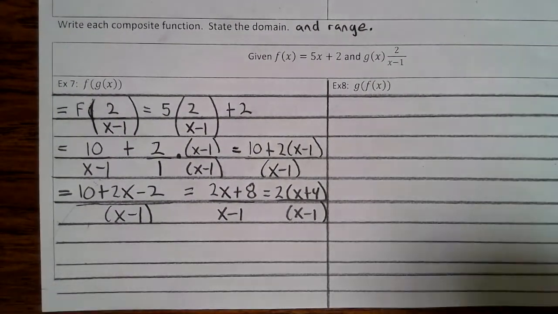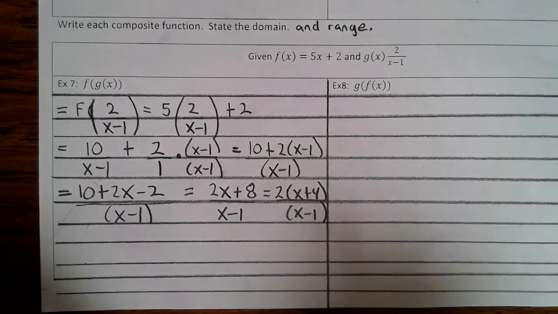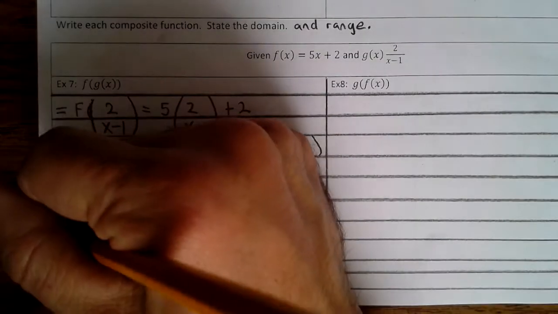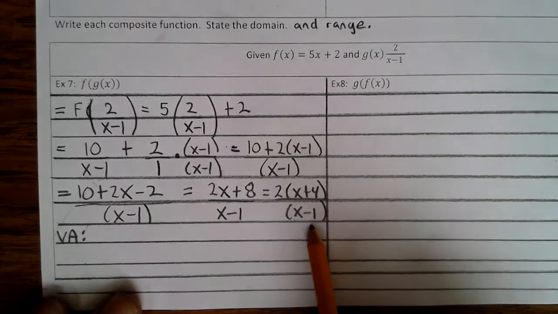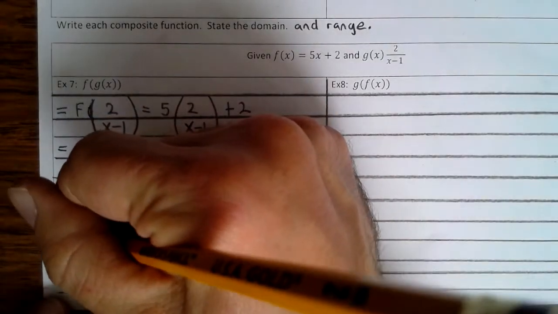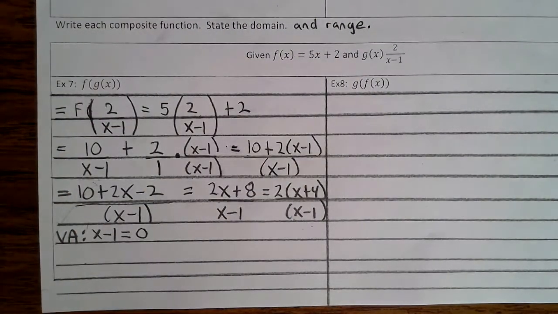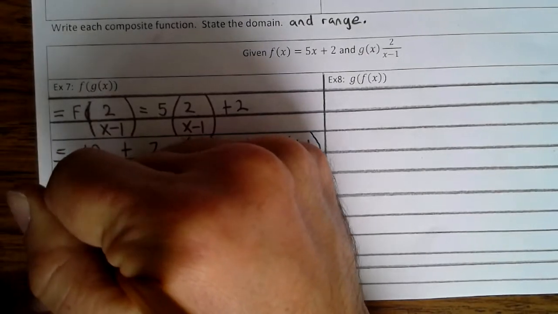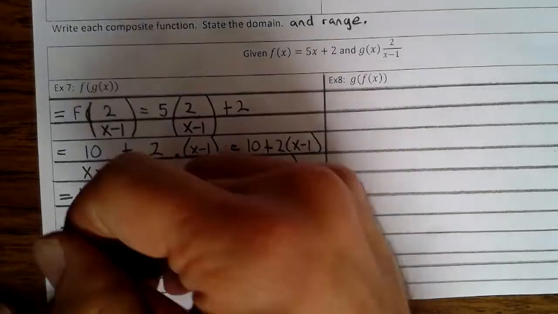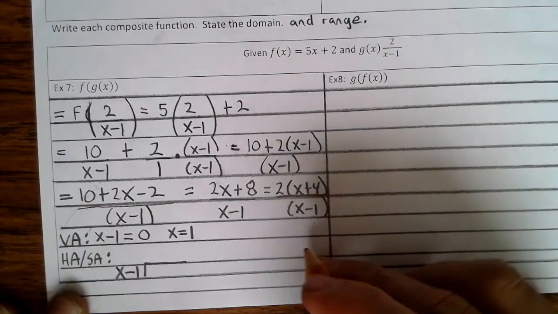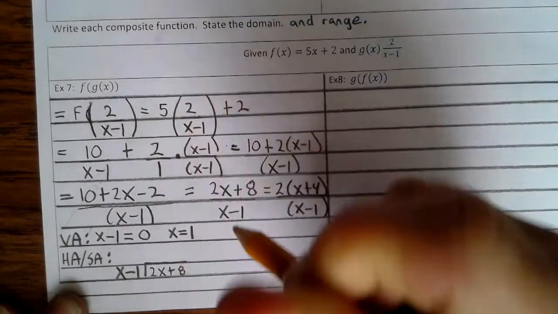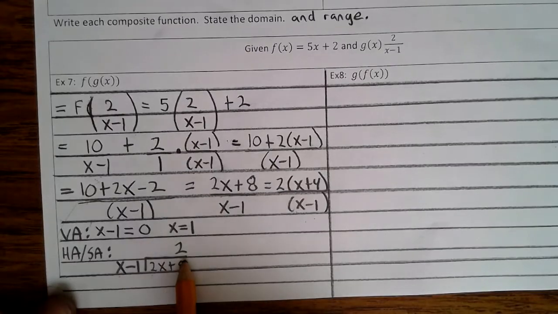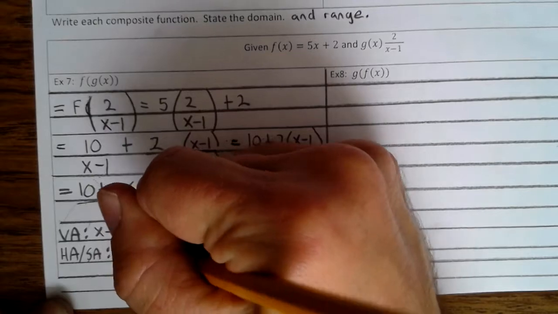All right. Now, to understand the domain and range, we go back to when we had the horizontal asymptote, vertical asymptote, and so on. So first off, we want to look at the vertical asymptote. To find the vertical asymptote, you set the denominator equal to 0. So that's x minus 1 equal to 0. So the vertical asymptote is x equals 1. Now we need to find the horizontal asymptote or slant asymptote. To find that, we divide x minus 1 into 2x plus 8. So you ask yourself, what do you multiply x by to give you 2x? Well, the answer to that is 2. So we know our horizontal asymptote is 2.